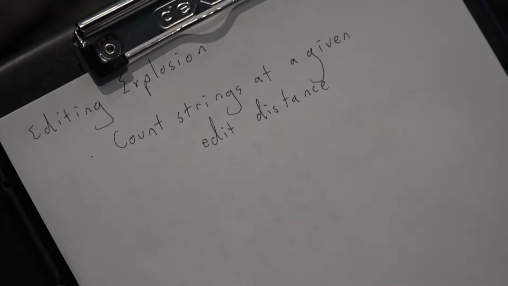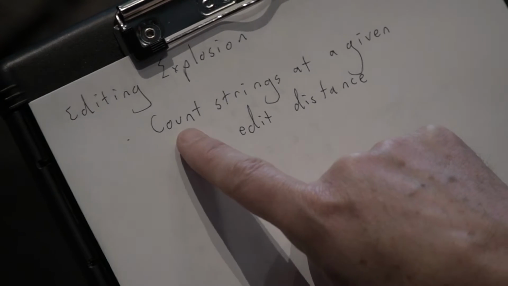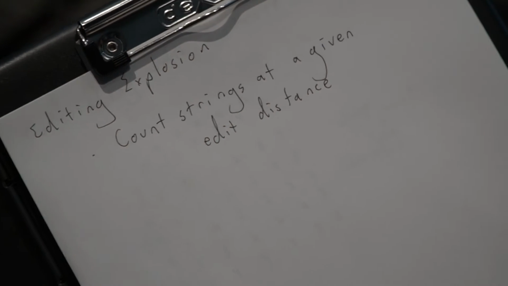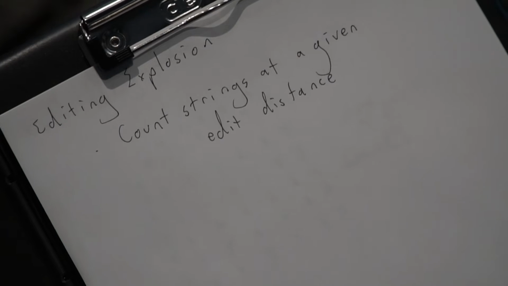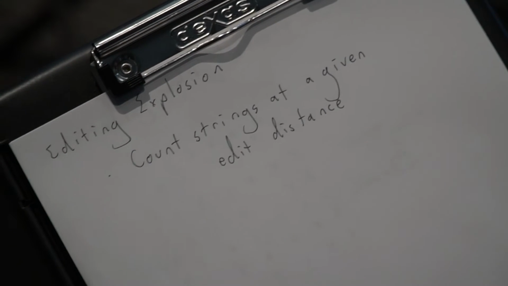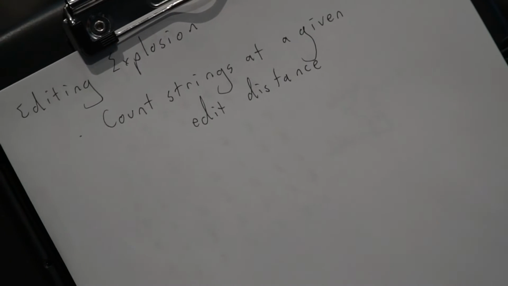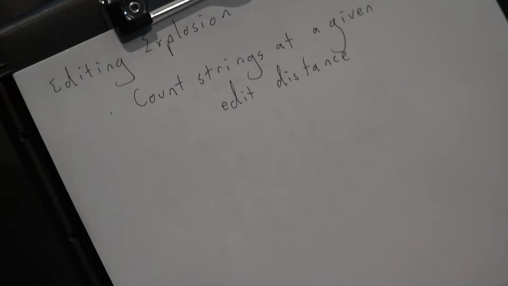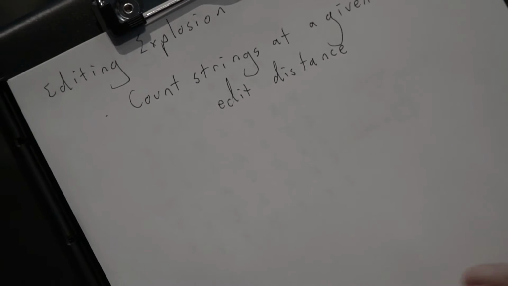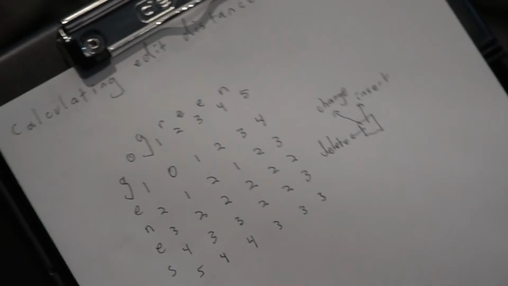Okay, so next we're going to be talking about Editing Explosion. The edit distance, or Levenshtein distance, is a common problem that we see in early programming contests. Our idea here is that instead of just calculating the edit distance between two strings, we want to count the number of strings that are a particular edit distance from a given string. So let's review how we calculate the edit distance.